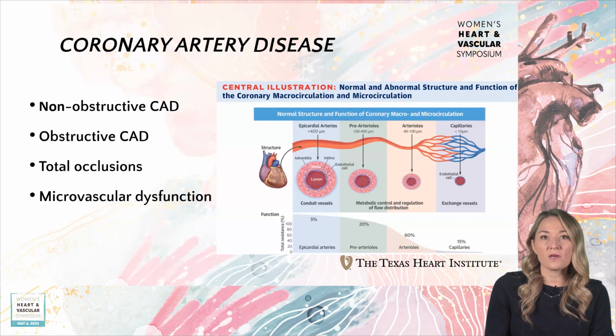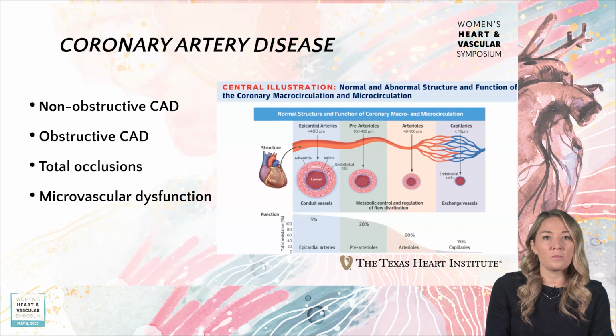This illustration here on the right is from the Journal of the American College of Cardiology, and this particular publication talks about normal and abnormal structure and function of the coronary micro and macro circulation. You see on the left the epicardial arteries, which we encounter when we're doing caths or coronary angiograms, and what we hope to see are widely patent arteries without plaque. And then it goes all the way to the right down to the capillary level, which are tiny and really are in charge of a lot of the resistance that the blood meets when it flows down through the vasculature with every heartbeat.